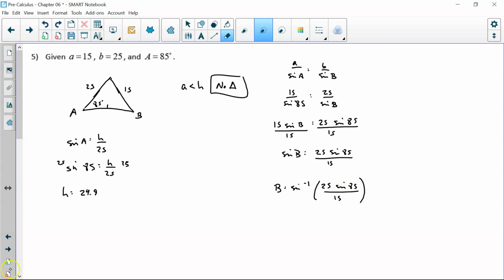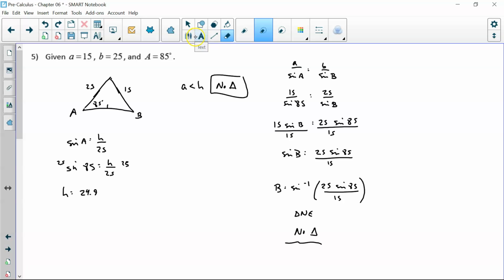And when you type that in your calculator, you see it doesn't exist. You get a domain error. So there's an error, doesn't exist. Once again, if you get an error like that, there is no triangle. So that's a case where we have no triangle.